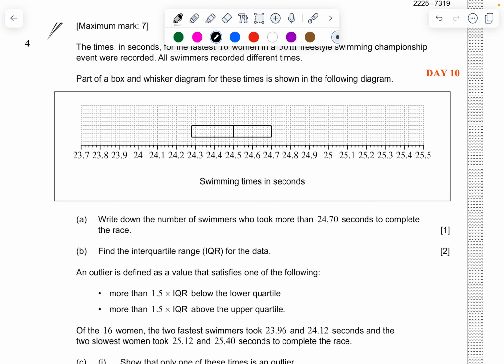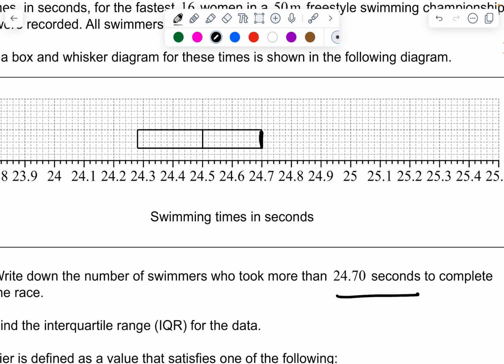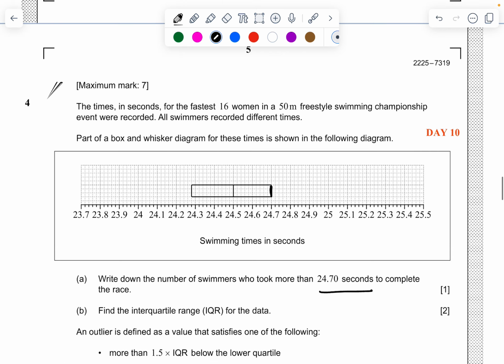Now coming to question number 4. Write down the number of swimmers who took more than 24.7 to complete the race. So this is a box and whisker plot of 50 meters, with 16 swimmers.